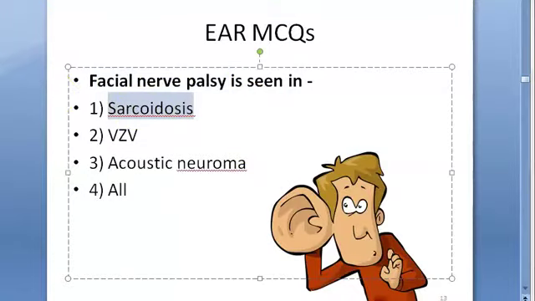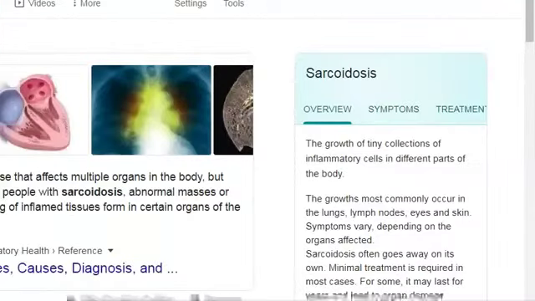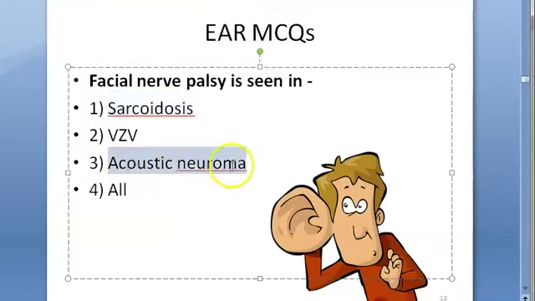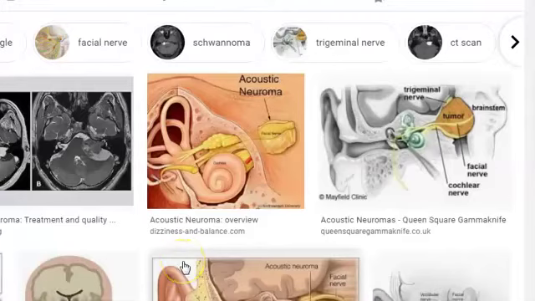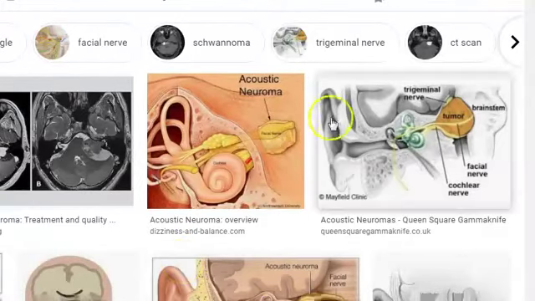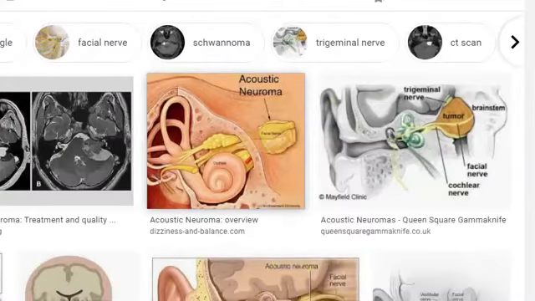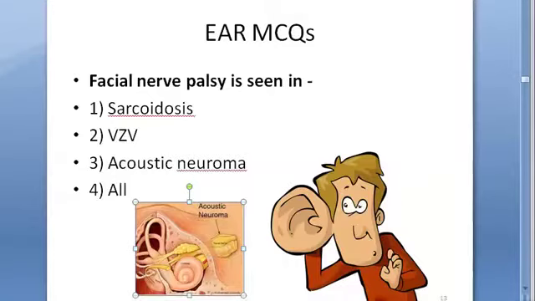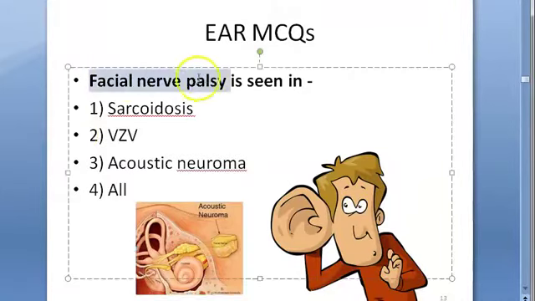What is sarcoidosis? Sarcoidosis is growth of tiny collections of inflammatory cells in different parts of the body. So inflammatory cells, multiple organs. Granulomas will be there. But why is this? What is this acoustic neuroma? Acoustic neuroma is nothing but vestibular schwannoma, neurilemoma, an 8th nerve tumor. So some tumor on the 8th nerve this is, okay. Guys, this acoustic neuroma is a very important topic, okay. So let's note this. It's really an important thing. So in all these cases, there can be facial nerve palsy. That's all we had to answer here.